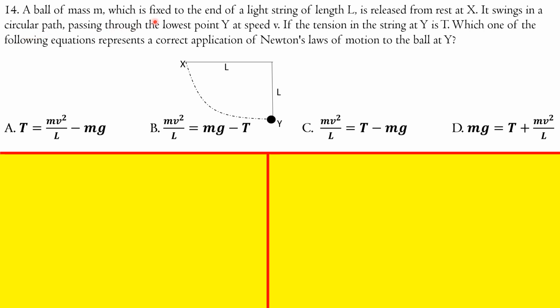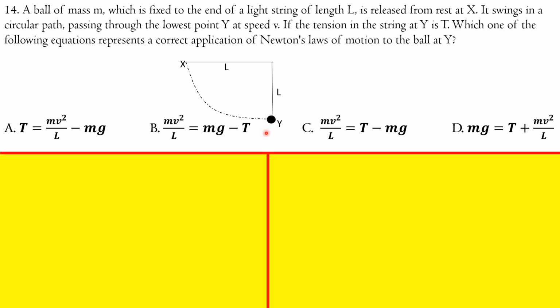A ball of mass m, which is fixed to the end of a light string of length L, is released from rest at x. It swings in a circular path passing through the lowest point y at speed v. If the tension in the string at y is T, which one of the following equations represents a correct application of Newton's laws of motion to the ball at y?